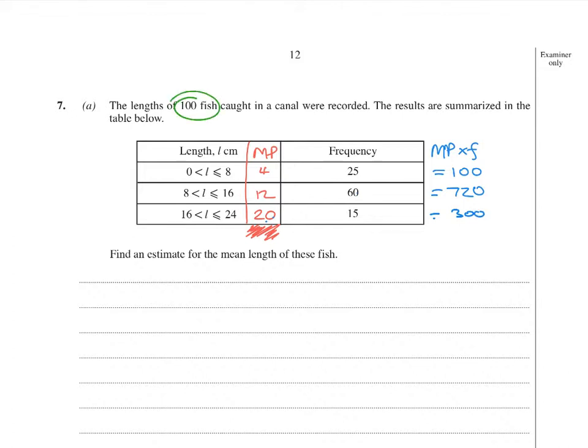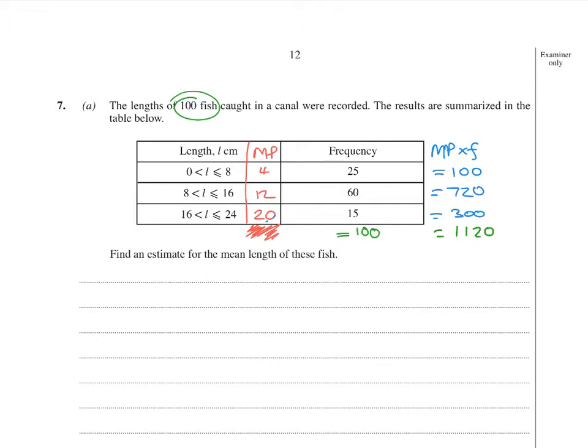Total them all together. It says here 100 fish were caught, so equals 100 there. That should add up to 100. You can check if you want. 25 and 15 make 40. 40 and 60 makes 100. Here, add up. 720 add 300. Forget the 20, we'll add it on in a moment. 700 add 300 is 1,000. Add the 100 is 1,100. Add the 20 is 1,120.